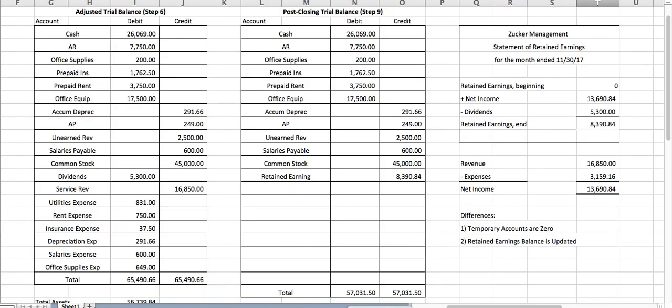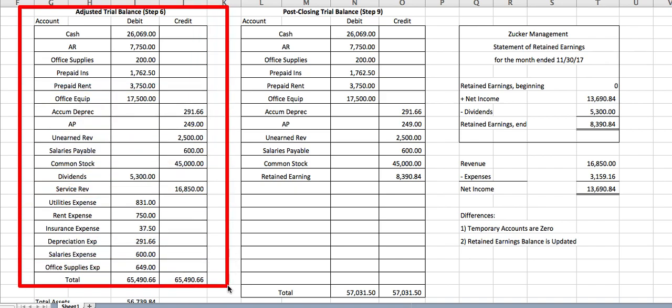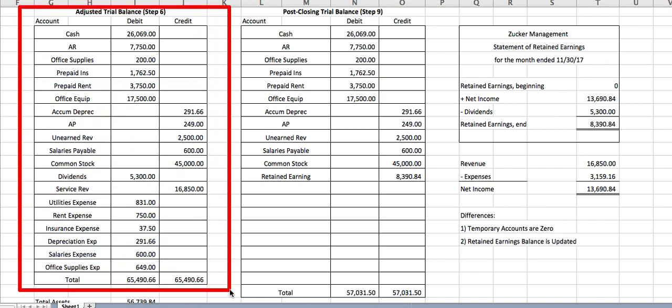So if you look here, here is the adjusted trial balance that we did together in our last class after we did the adjusting entries. And we used this adjusted trial balance to put together the financial statements, right? This was the ending numbers for the month of November, and then we communicated those numbers in a clear, easy to read format, which was the financial statements.